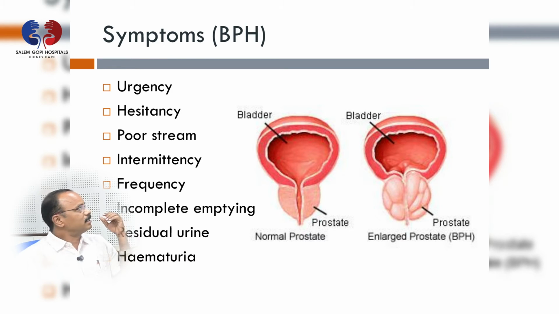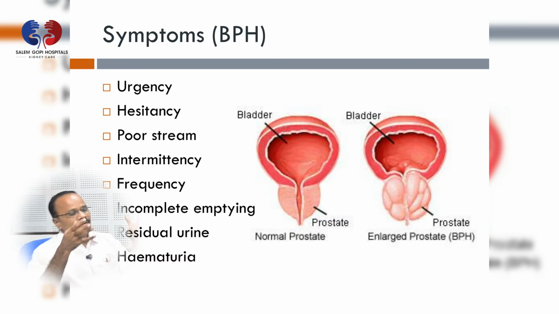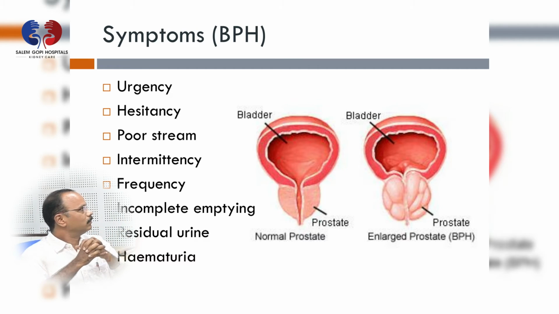So what happens? Urgency. You go to the bathroom, you get an urge to urinate. But if you go to the restroom, urine will not come. That is called hesitancy. Even if you start passing urine, the flow is very slow and stops in between, and you feel incomplete emptying of the urine. Even after urination you feel the bladder is partially filled with urine. Sometimes this urine may be mixed with blood. These are all the symptoms of an enlarged prostate.